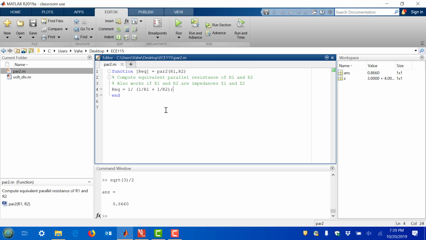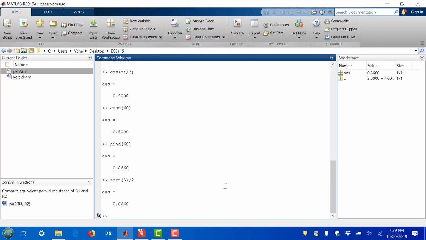So now I have this thing called par2. Here's how it works. Let me get rid of this so you can actually see what's going on down here. I'm in the MATLAB window now, with this directory highlighted as the working directory, so anything in there is now visible. Let me clear the screen so you can see it easier.